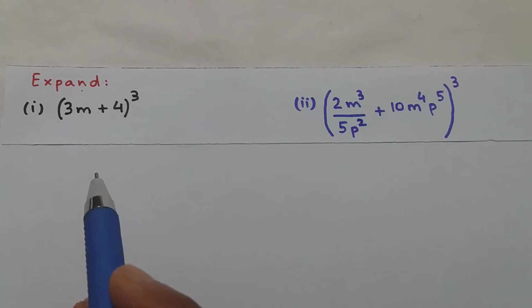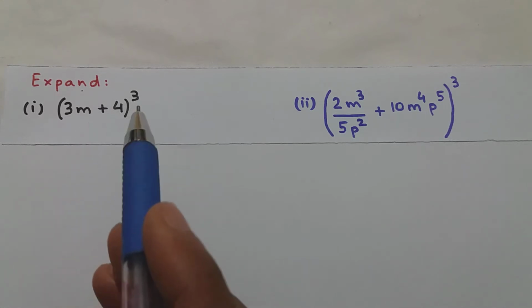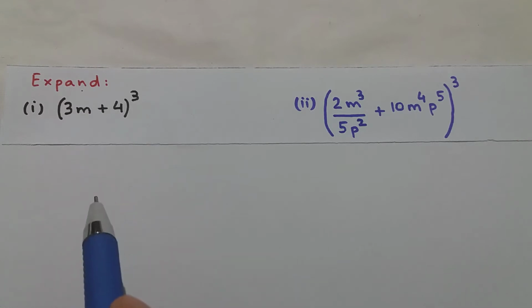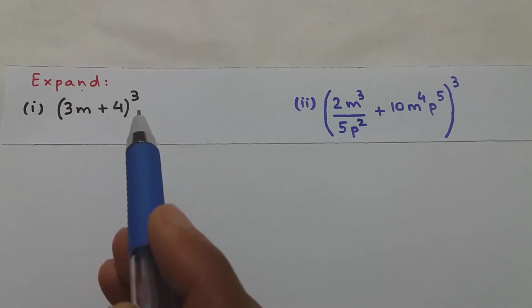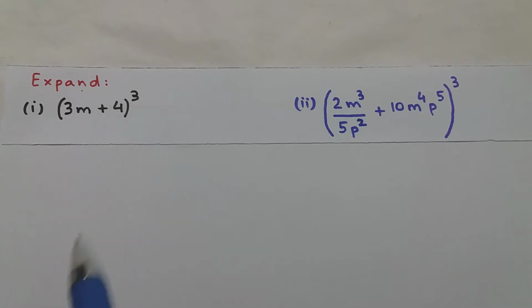Now, in order to expand the expression 3m plus 4 whole cube, I am going to use the algebraic identity x plus y whole cube is equal to x cube plus 3x square y plus 3xy square plus y cube. So this is the algebraic identity that I am going to use in order to expand this given expression.